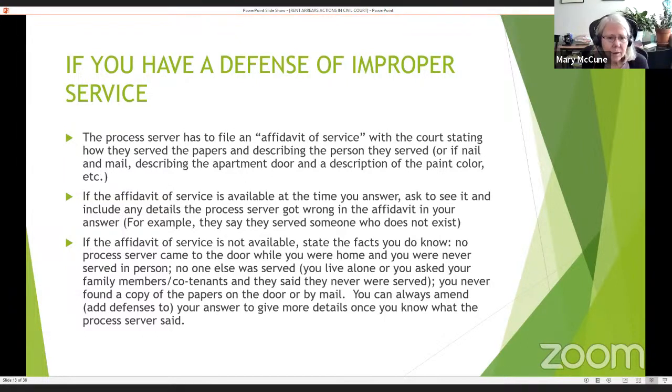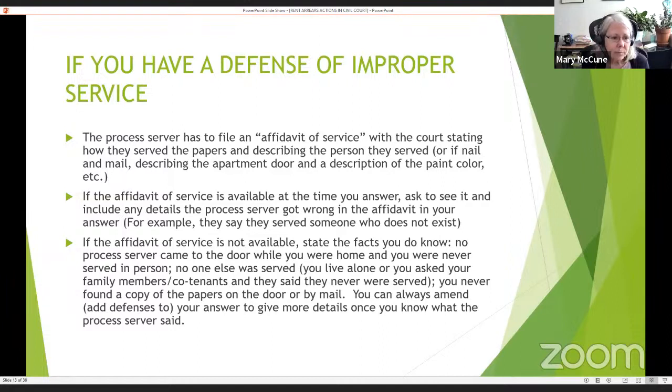And if it is there, when you do your answer and say, I didn't get the papers, include the facts to say why what the process server said was wrong. For example, it's really common for process servers to lie on these affidavits and say they served somebody else that wasn't you in the apartment. And they might identify that person as like your Aunt Susie or a co-tenant, and they'll describe them. And maybe you live by yourself and you have no Aunt Susie. So you want to say those things.